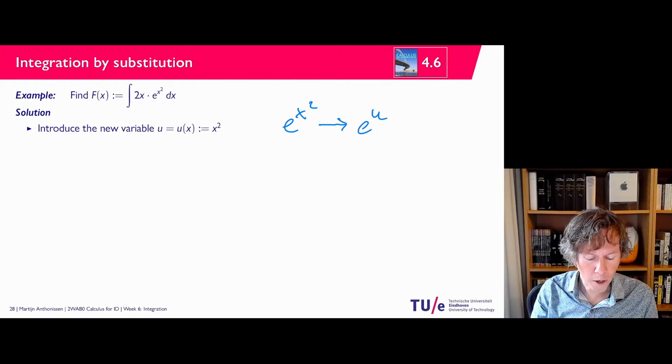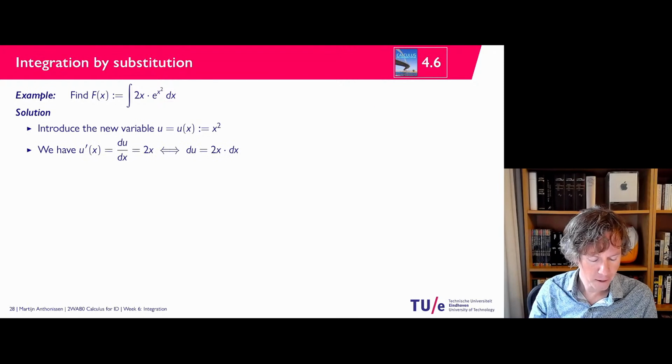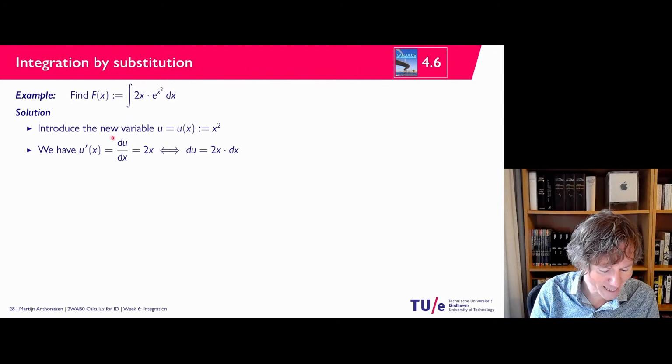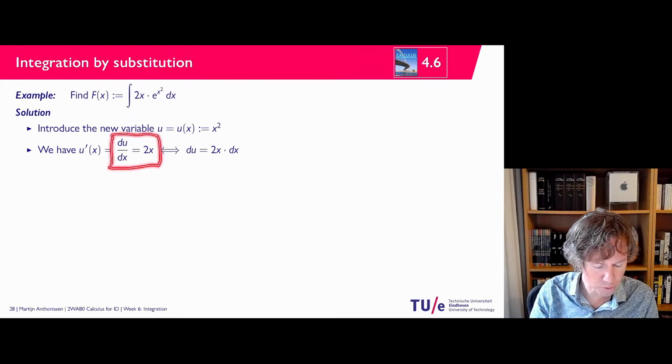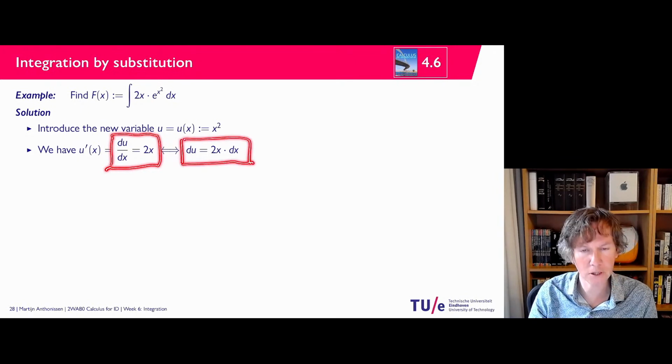Now, I would like to write this whole integral in terms of the new variable u rather than x. Now, there is a dx here, so how do I get rid of the dx? How can I write dx in terms of du? Now, the idea is the following. u is a function of x, so u prime of x, which is du/dx, we have seen that notation before, equals 2x. Just differentiate x squared and you get 2x. And now, this bit here, du/dx equals 2x, I rewrite that to du equals 2x dx.